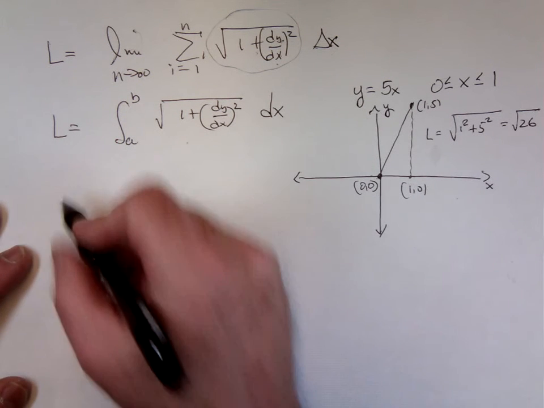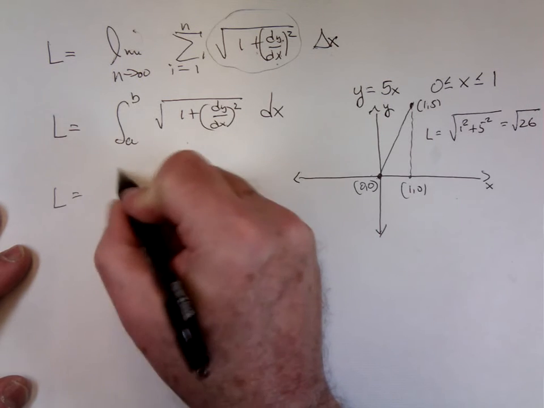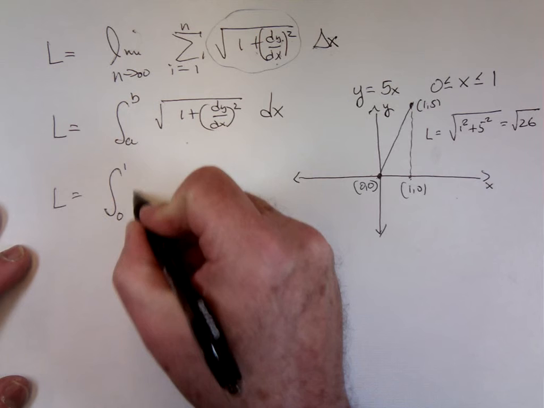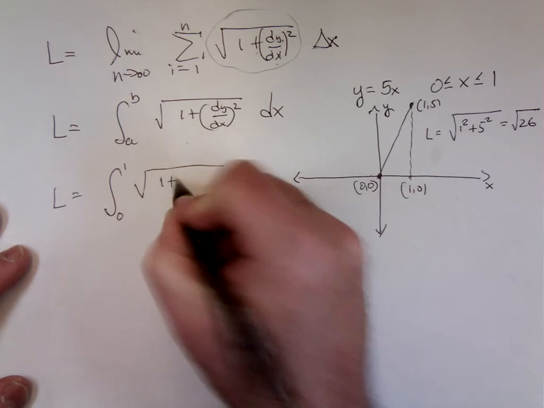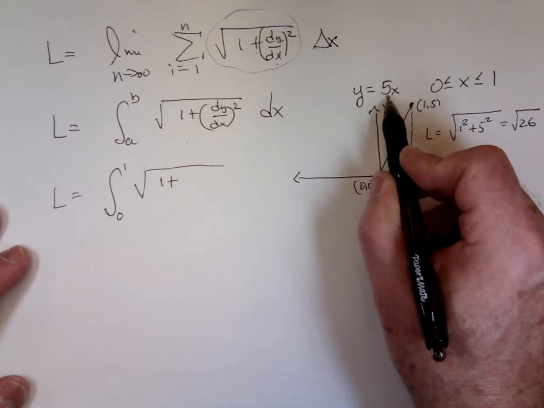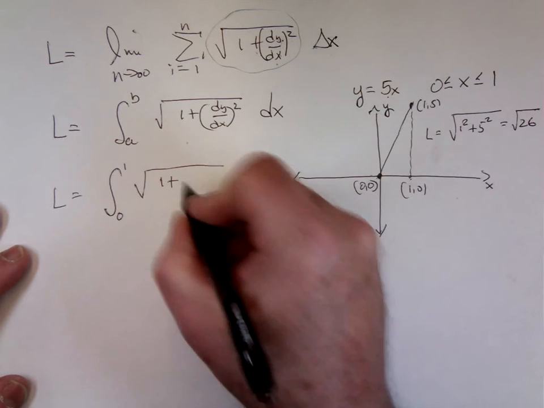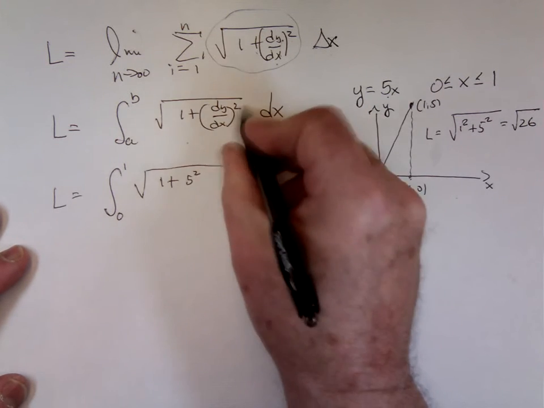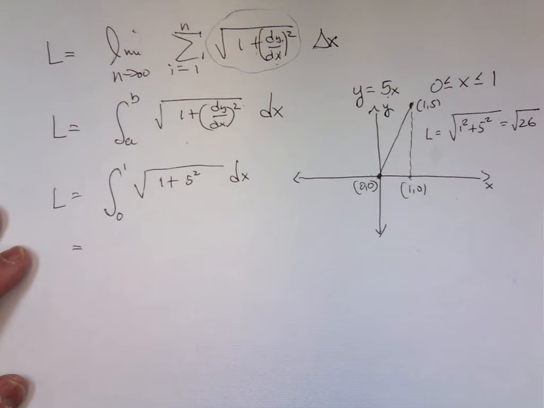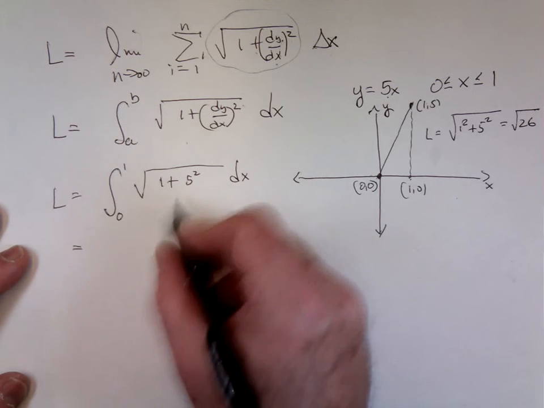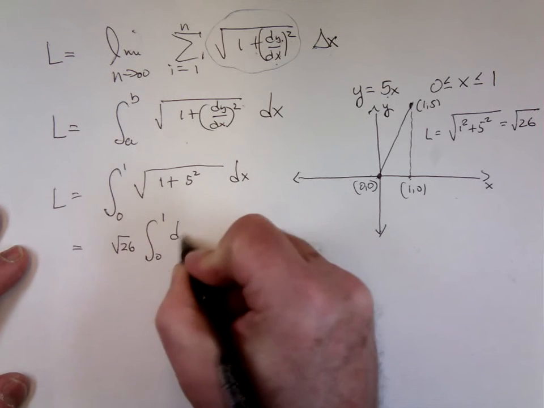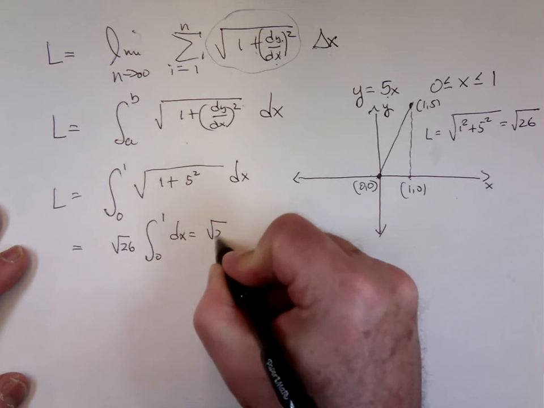Find the derivative. All right, we got the integral from a to b, 0 to 1, square root of 1 plus the derivative. What's the derivative of 5x? 5. 5 squared. Okay, derivative squared. That's a square root of 26. That's a constant. You can bring that out front. What's the integral of dx? X.